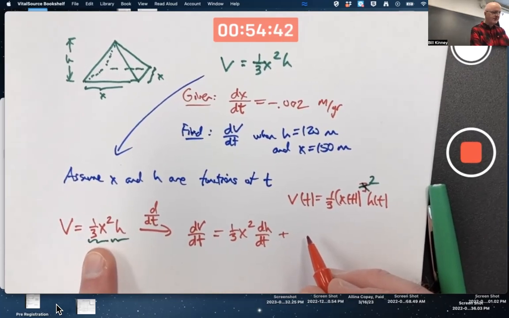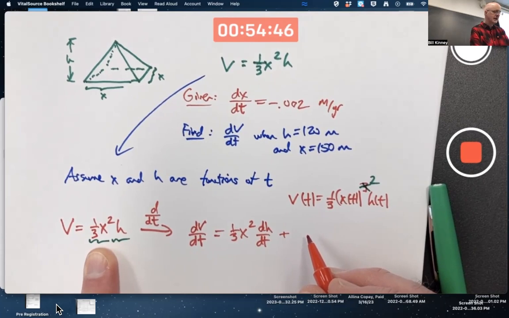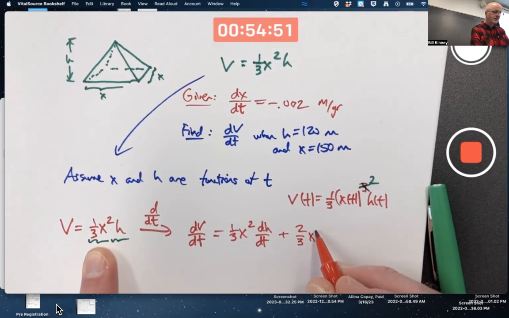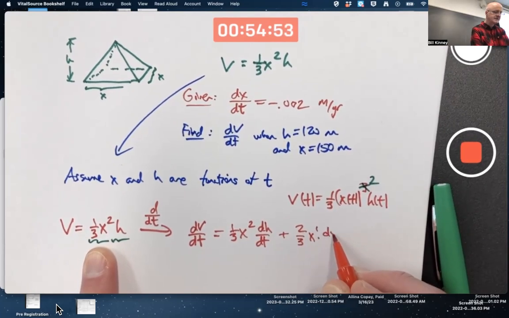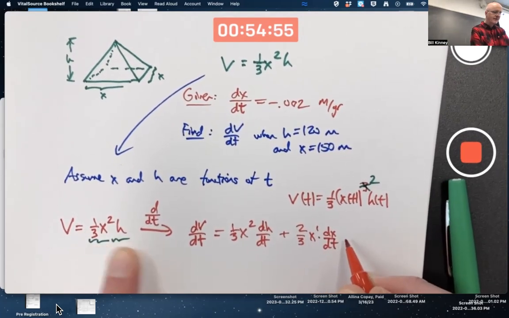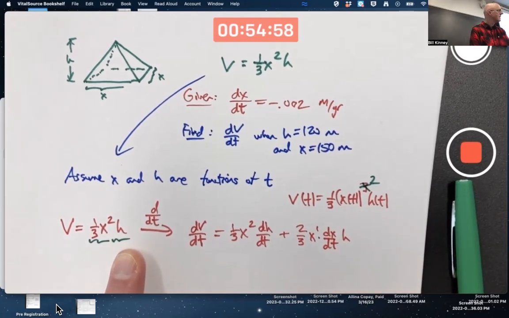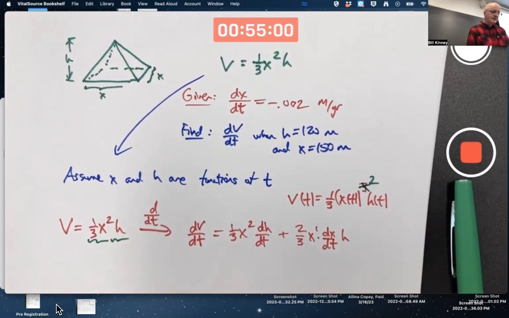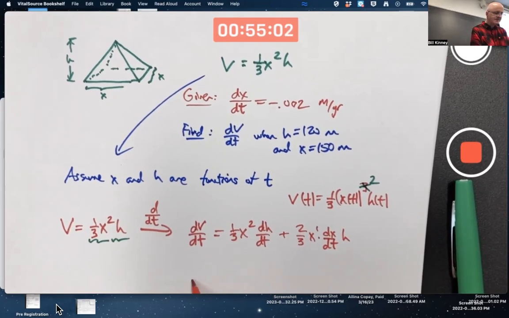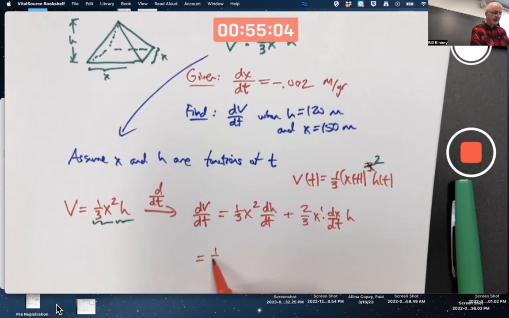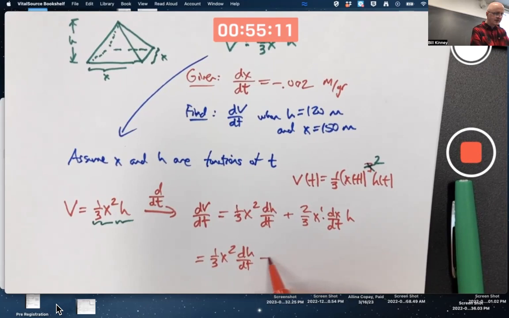With the derivative of the left, I need the chain rule as well. Just like with implicit differentiation, I need to bring the 2 down and get 2/3 x to the first power, then times the chain rule dx/dt, and then times h. Simplify a tiny bit. There's not really much to do. 1/3 x squared dh/dt. I'll just get rid of the first power there, and maybe I'll put the h next to the x: 2/3 xh dx/dt.